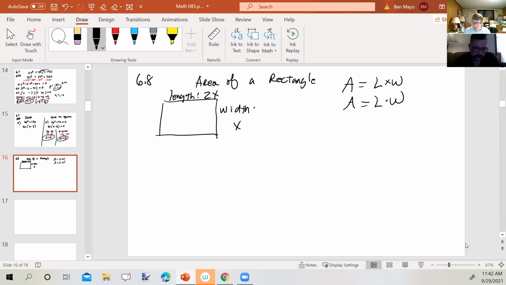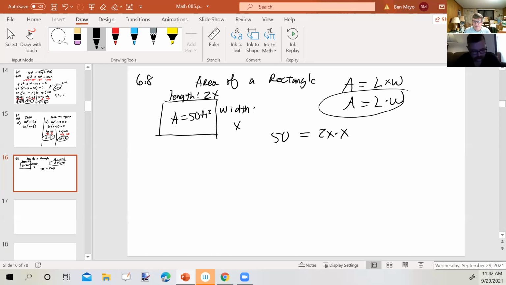Find the dimensions, so that would be the length and width, of a pool table if it occupies 50 square feet of floor space. So the area is 50 square feet. Using this formula, 50 equals 2x times x. That is the length times the width. So there's our equation describing the situation.